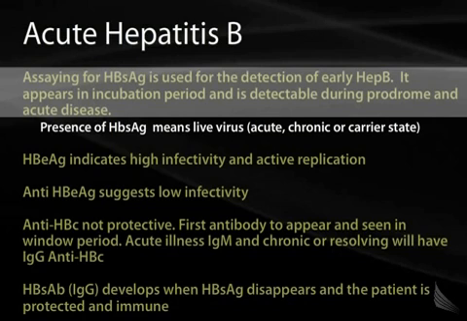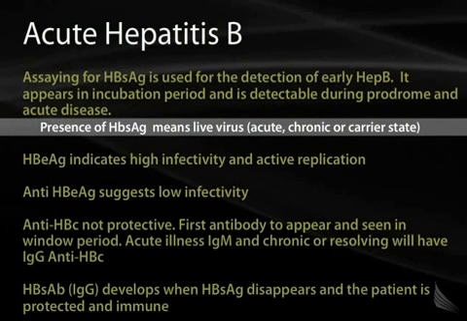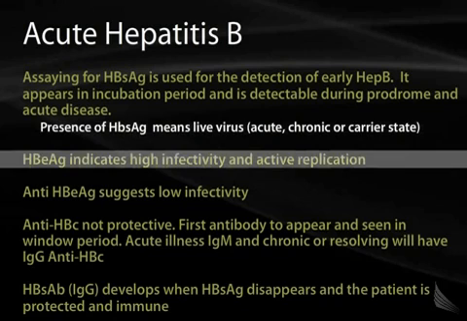Acute hepatitis B. You can do assays for hepatitis B surface antigen, and you use that to detect early hepatitis B. It appears in the incubation period, and it's detectable during the prodrome and acute phase. The presence of the antigen means you have live virus, whether you're acute, chronic, or a carrier state. If you've got antigen, there's virus in there making it.